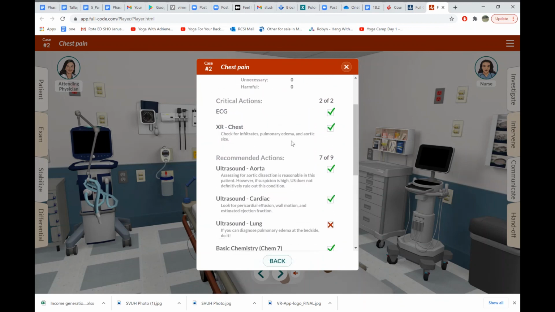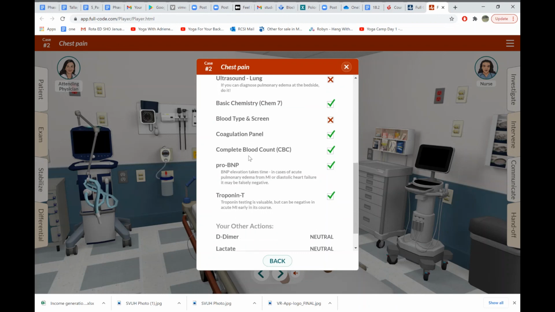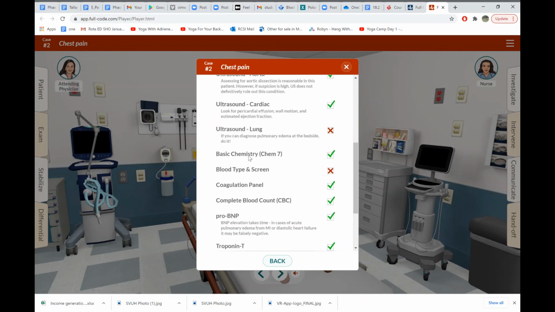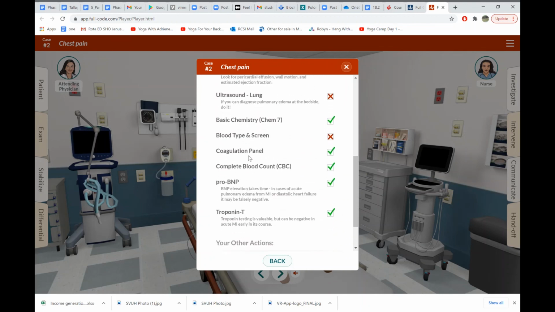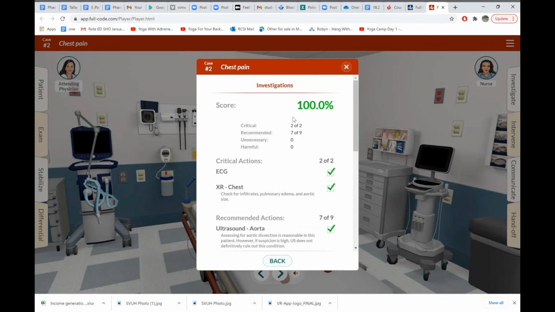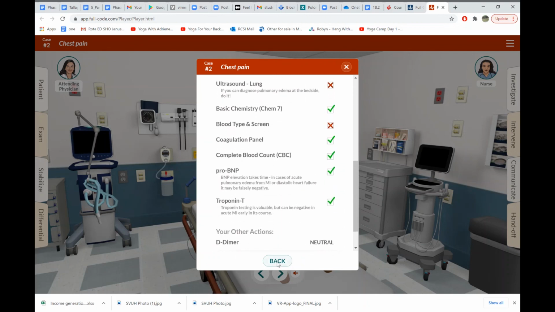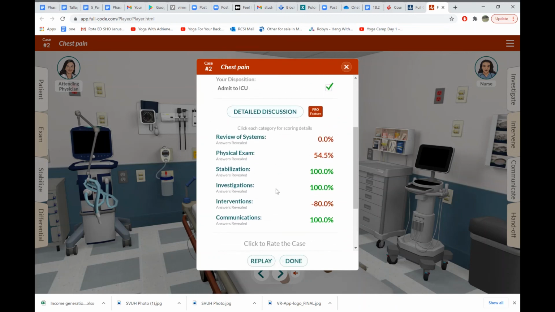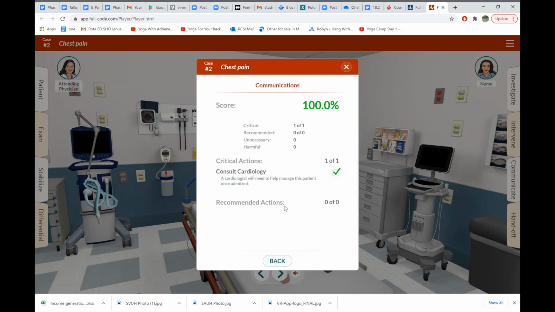Investigations. So we did almost all of them. We should have done blood type, apparently. Never once done that for a patient with chest pain, but whatever. I wouldn't have taken any points off for not doing it, and they didn't either, so that's good. We did the 2 critical ones, which was get an ECG and get a chest X-ray, and then we also got a troponin, which is reasonably correct. And then the interventions we saw already, and the communications, talked cardiology, and that was it.